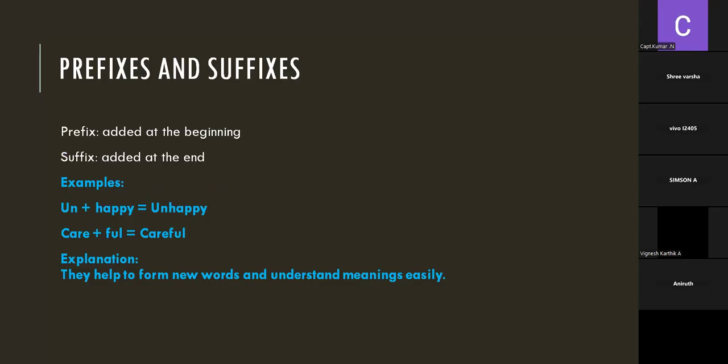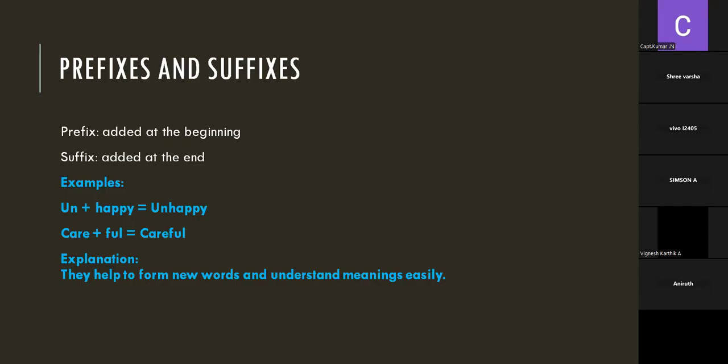We'll move to the next slide, that is prefix and suffix. Prefix is added at the beginning, suffix is added at the end. For example, un plus happy is equal to what? Unhappy. That's right. Care plus full: careful. Explanation: they help to form new words and understand meanings easily.